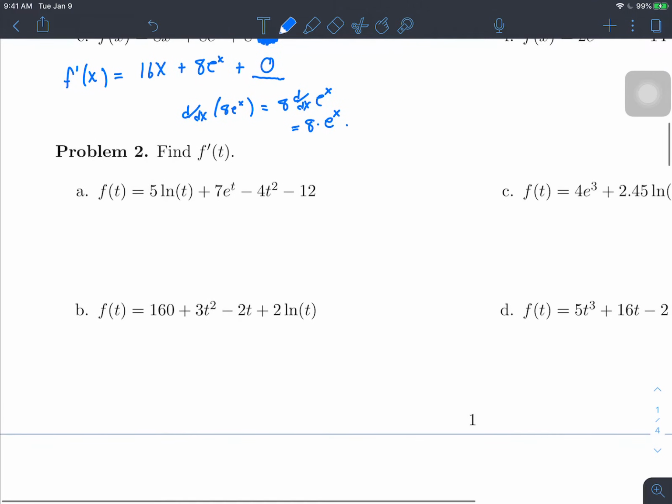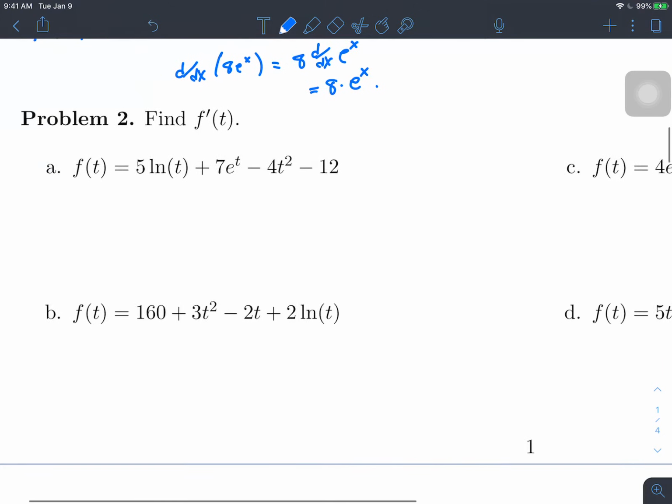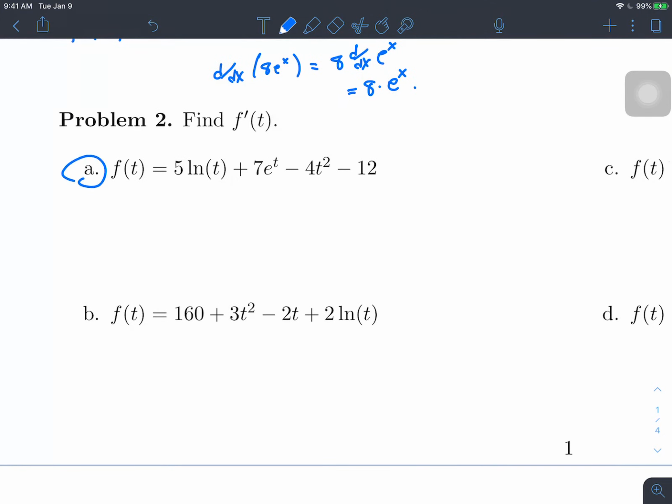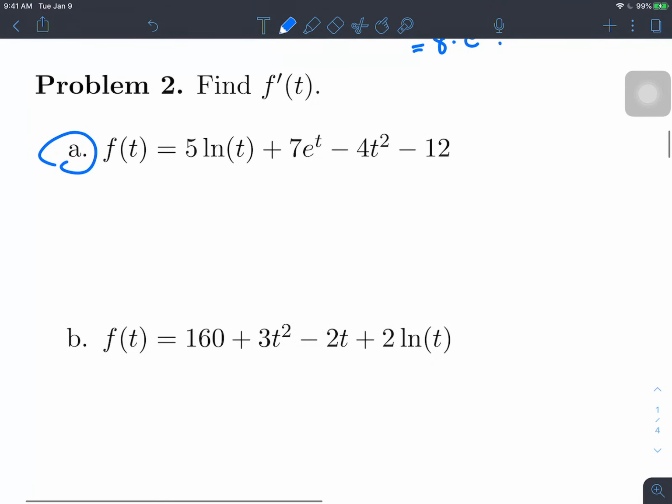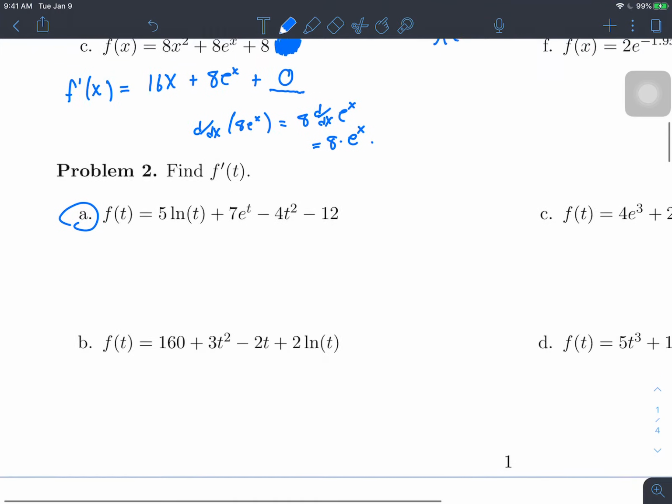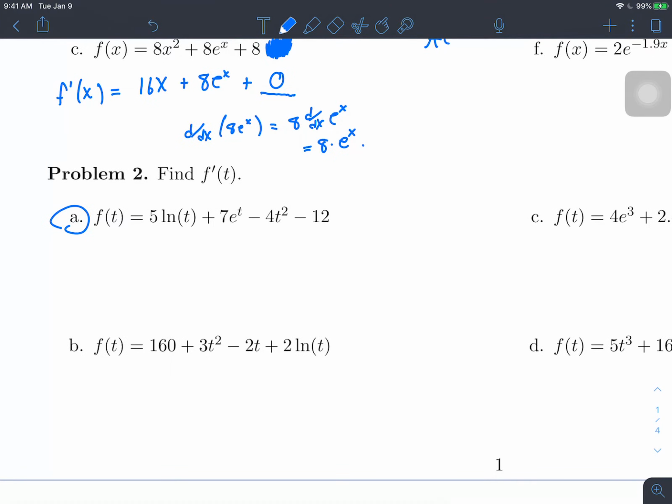For now, perfect, we can do this one. Let's try a. Okay, everybody take a minute and try a on your own, using the rules that we learned, which I'll just write here to remind you what they were. We said that d dx of e to the x is e to the x, and we said that d dx of ln of x is equal to 1 over x.